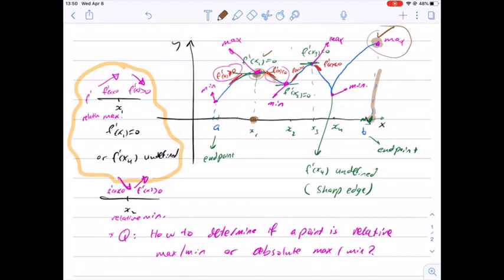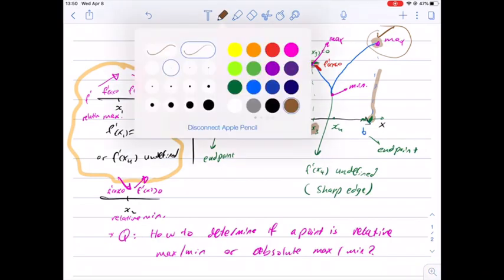So f of x1 is not the largest value, which means that it's a local max. We also have another local max at x3. This is a local max at x3 because it's a maximum, but it's not the largest. f of x3 is not the largest value of the function. So that's what we mean by relative max and absolute max.